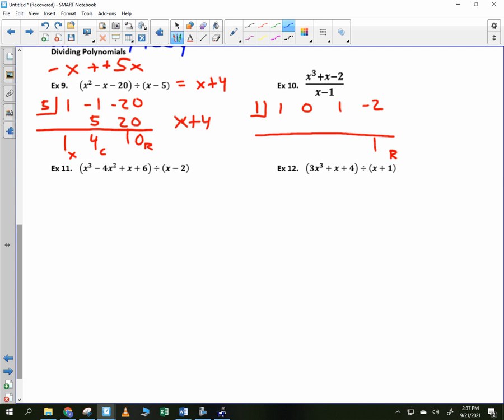You drop down the 1, then what? Multiply. Add. Multiply. Add. Multiply. Add. Look at how quick that was. This is your constant. This is your x. This is your x squared. So I got 1x squared plus x plus 2. If you take that divided by that, that's what you get.